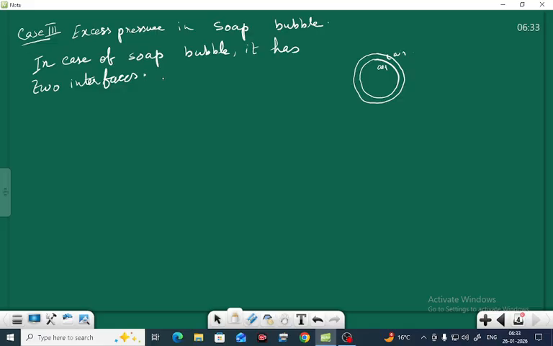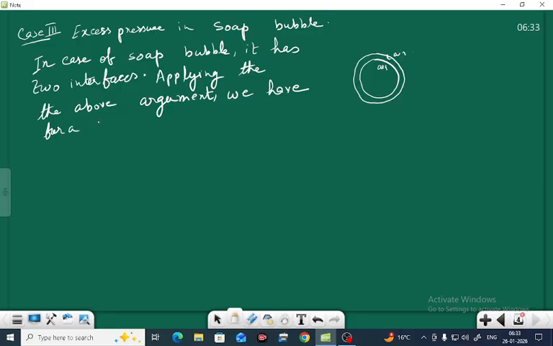Applying the above argument, we have for a bubble, Pi inside minus Po is equal to 4 S liquid-air interface by R. So it will be double because there are two interfaces here.